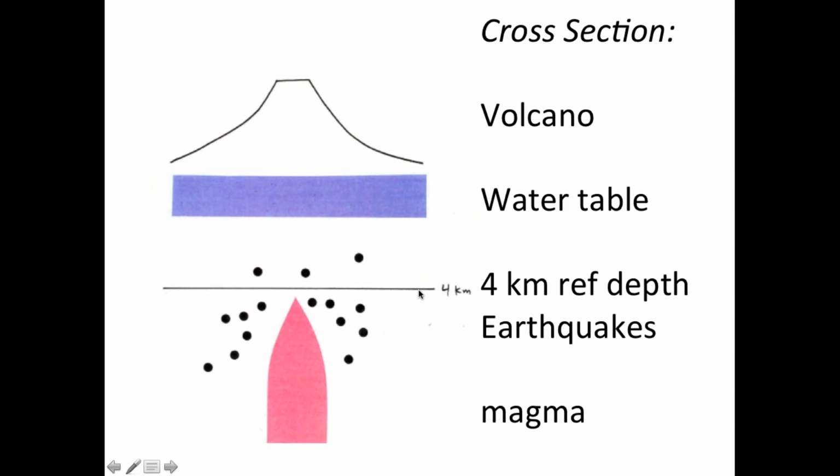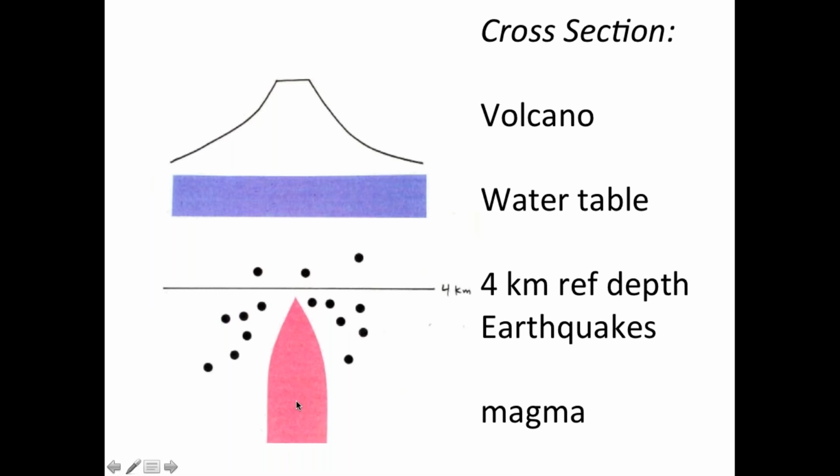4 kilometers happens to be the depth where a magma that has 4 weight percent water dissolved in it is where the bubbles start coming out of solution. And that reference depth is shown in each of the subsequent figures. So what typically happens is most high frequency events are deeper and most low frequency events are shallower. Low frequency events will be up here, high frequency ones down here. The red is the sort of tongue of magma.